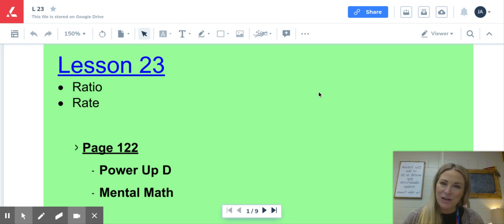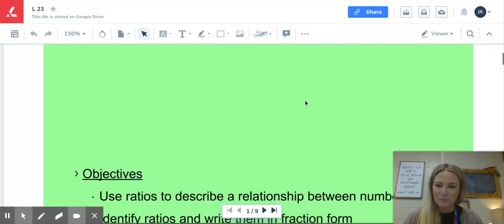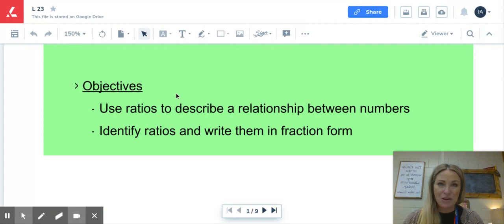Let's look at our learning targets for today, though. Our learning targets are you are going to use ratios to describe a relationship between two numbers. And some of you might remember from before that there are actually a few different ways to write ratios. And I'll demonstrate those for you. And then also identify ratios and write them in fraction form. Writing them in fraction form is just one way.